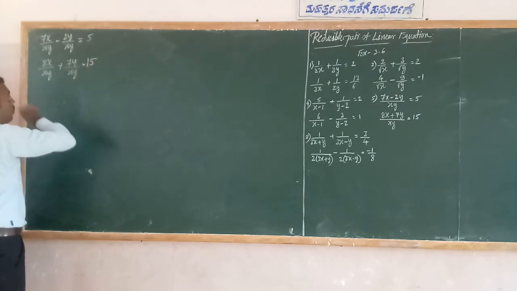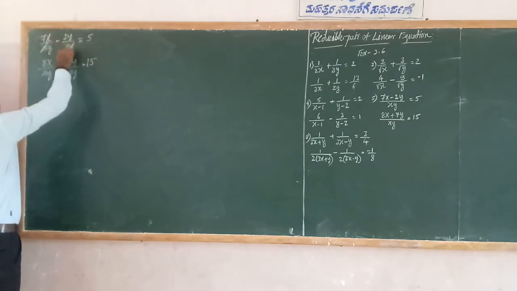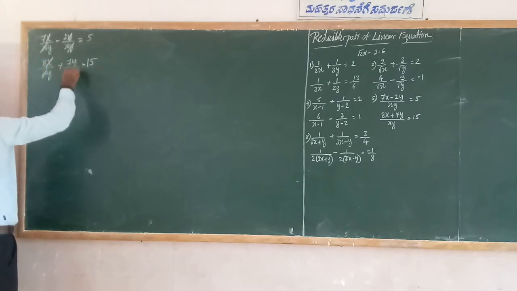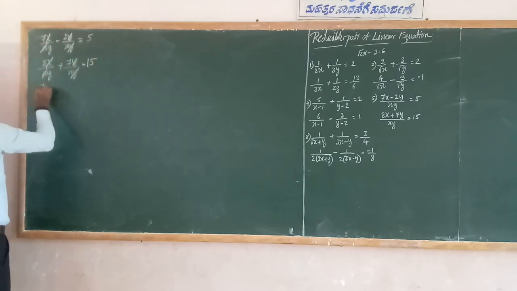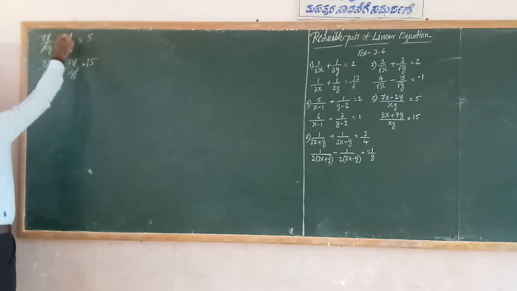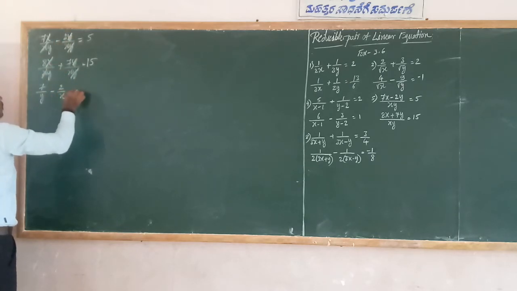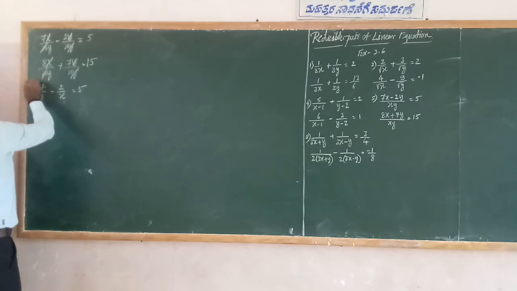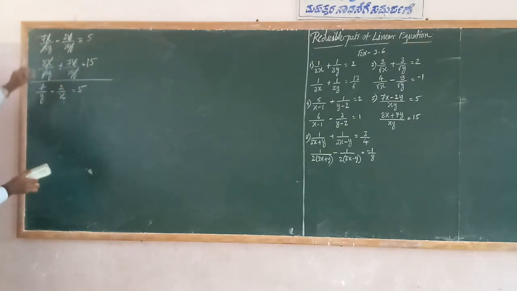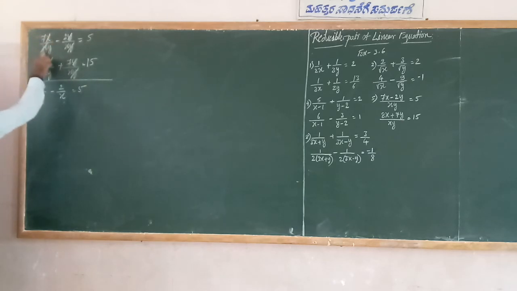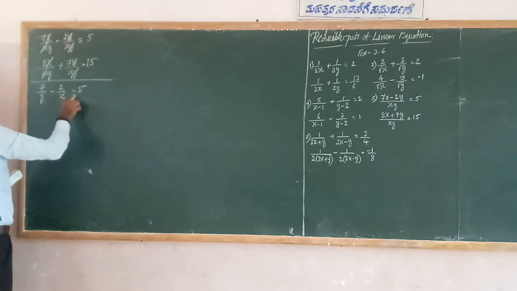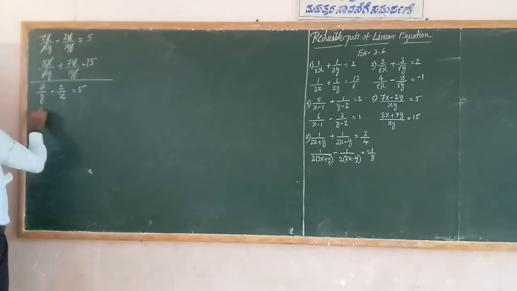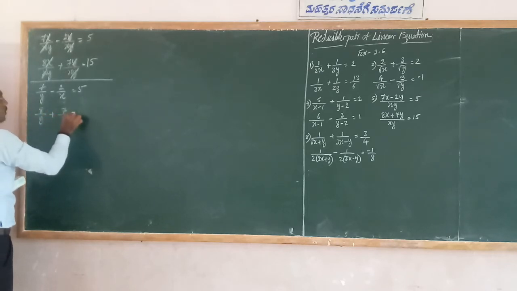Now, see students, x gets cancelled, y gets cancelled. What is remaining? 7 by y minus 2 by x is equal to 5. This is the original equation after splitting. So 7x whole upon xy, x gets cancelled, remaining is 7 upon y minus, y gets cancelled, 2 upon x is equal to 5. Like that, x gets cancelled, remaining is 8 upon y plus 7 upon x, it is equal to 15.